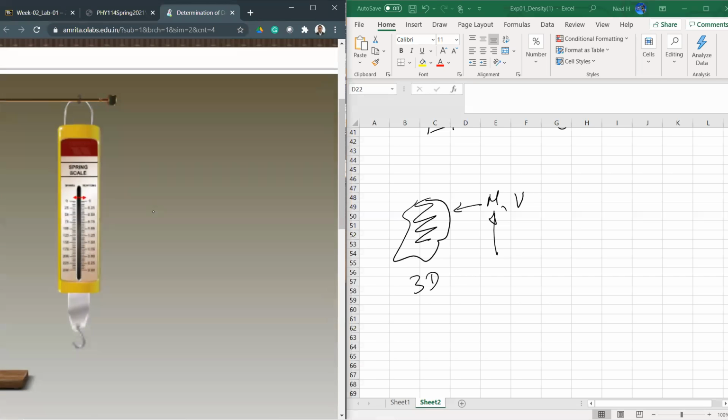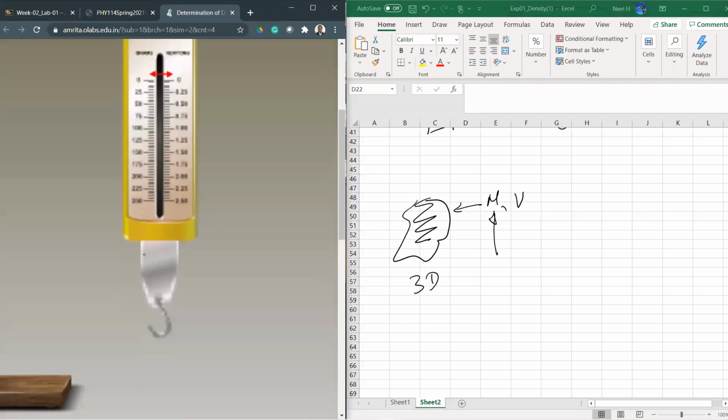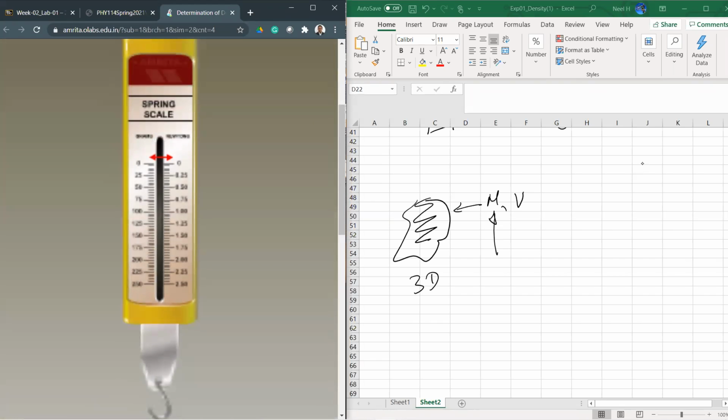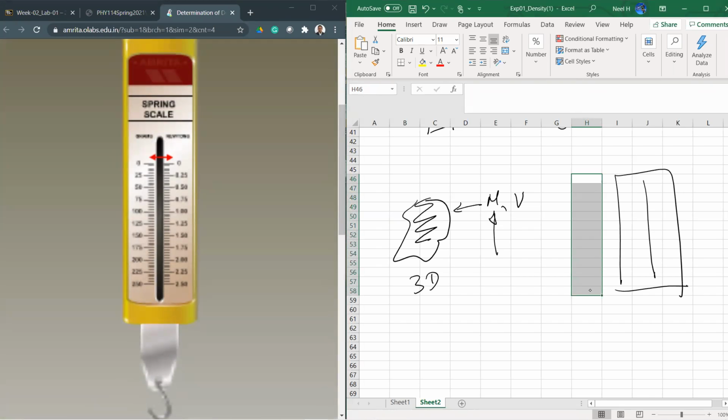Now, this is a spring balance, right? You can hang the object right here. Whatever it goes down, you can read the scale reading. That's the mass of the object, okay? And on that spring balance, you can see two different units on the left-hand side and the right-hand side. The spring balance has a scale here, like a red arrow, and the left-hand side is the gram scale, the right-hand side is the Newton scale.